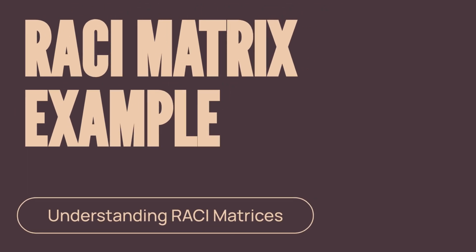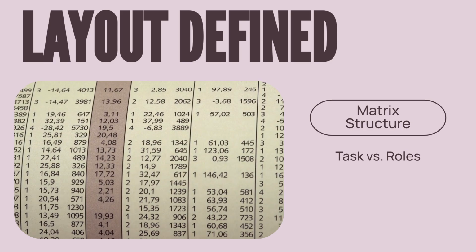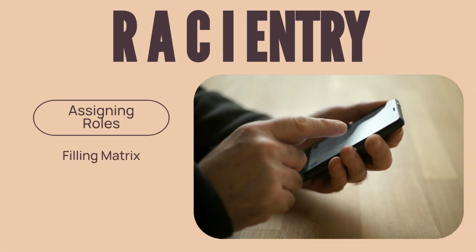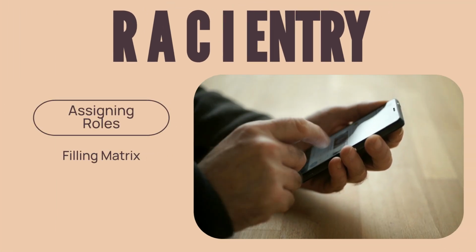Let's look at an example of how to build a RACI matrix. RACI matrices are structured with tasks as rows and roles/people as columns. Each cell in the matrix is filled with R, A, C, or I, based on each role's involvement.